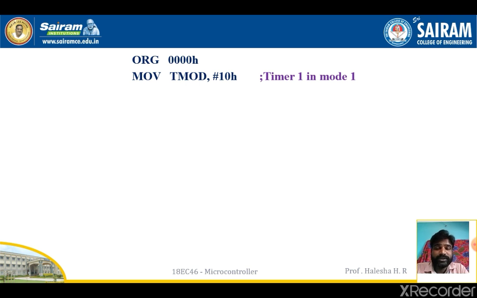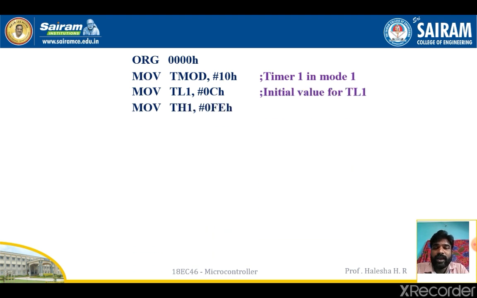After that, the second step is to load the initial values. As we calculated, the initial value for timer low register is 0CH, and for timer high the initial value is FEH. Here FEH is preceded with a 0, just to avoid confusion. F is not an alphabet, it is a hexadecimal digit. So this is the initial value for TH1.